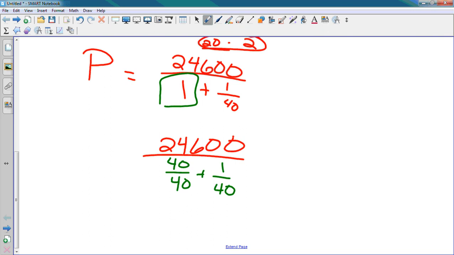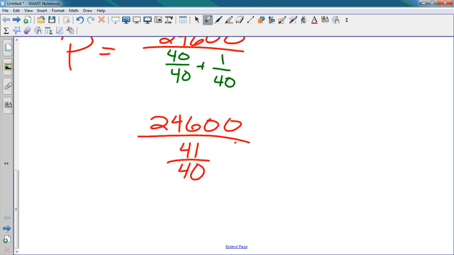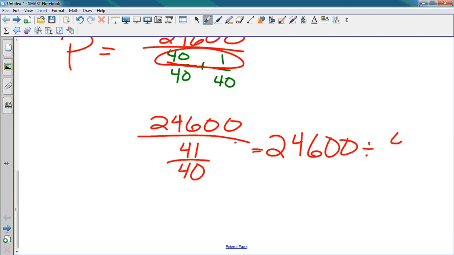So what does that give me on the bottom? 41 over 40. So I have 24,600 divided by 41 over 40. I added the tops and I left the denominator the same. Now, is this not the same thing as this? 24,600 divided by 41 over 40. Same thing, right? How do you divide a fraction? Not common denominator, multiply by the reciprocal.